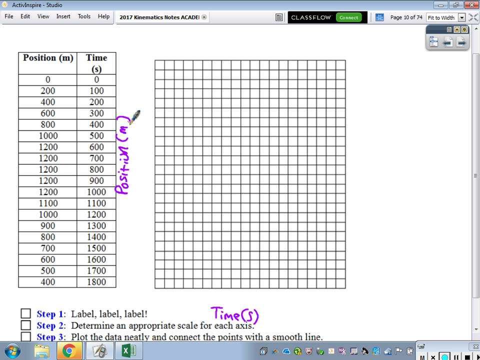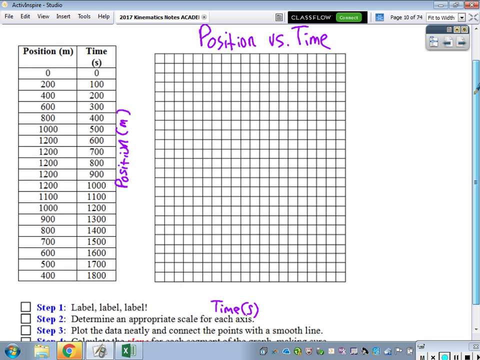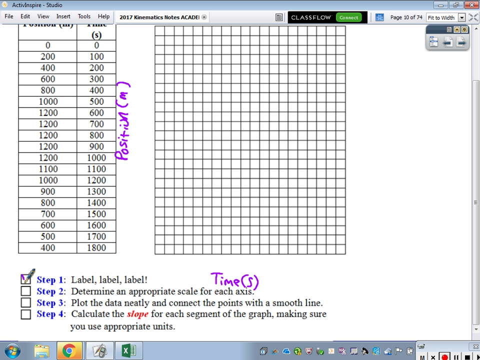Not yet. Label the actual graph. We need to put our title up top, which is simply going to be, and we can put it as close as we want because we're actually not going to go to that point, position versus time. Now, everyone, once you're done with that, you get to go down here, put a happy little check mark next to step number 1.